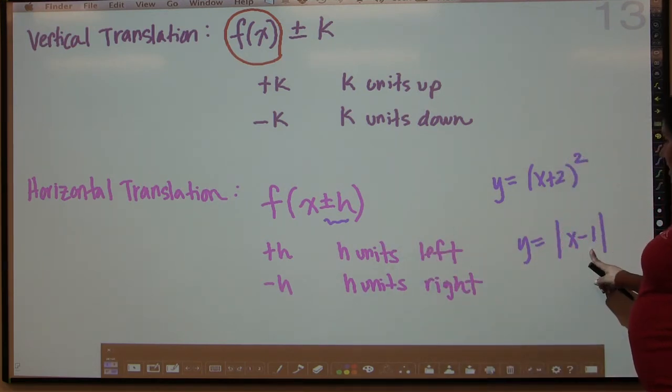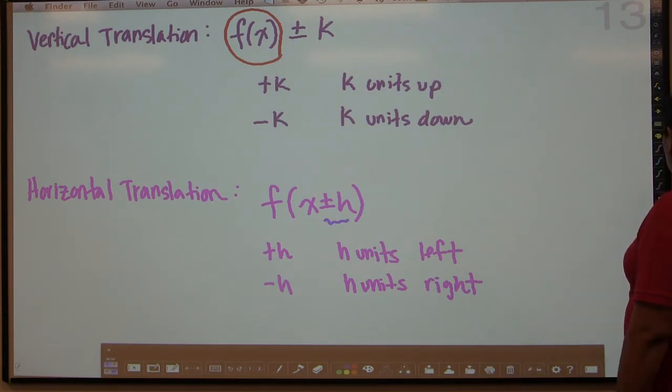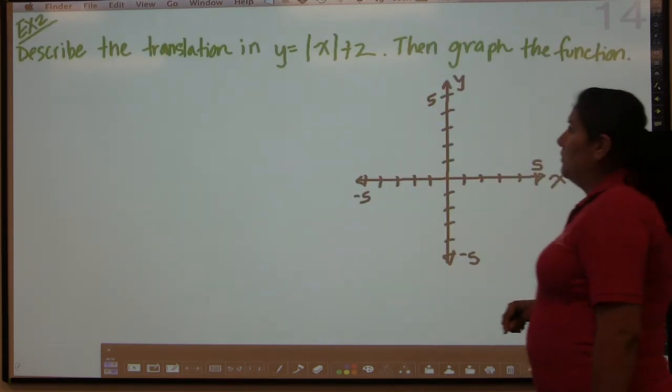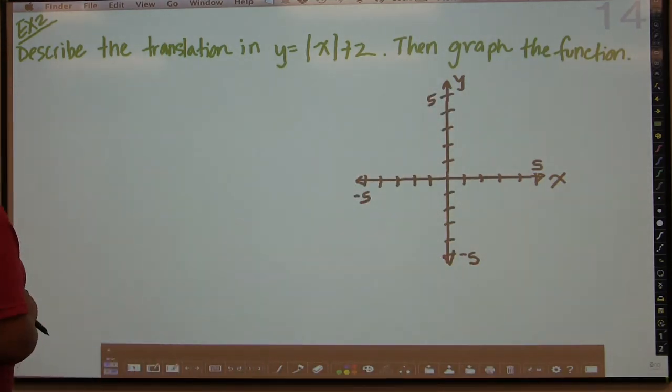Negative h, like negative 1, is going to shift it to the right side. All right? So now what we'll do is I'll give you an example so you can see how that works. So here we go. Example 2 says, describe the translation in y equals absolute value of x plus 2.